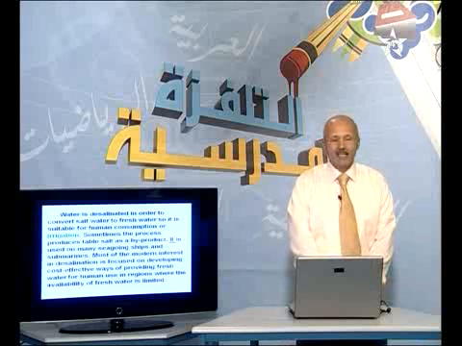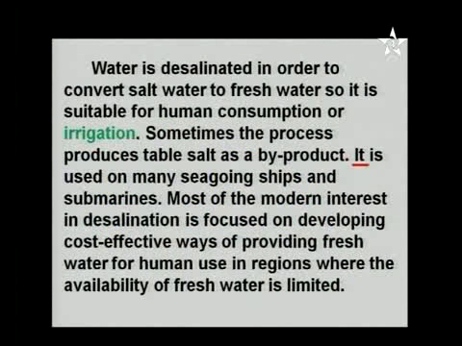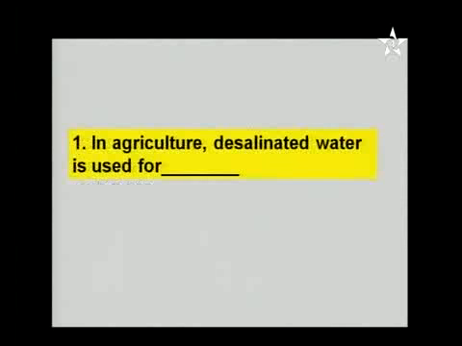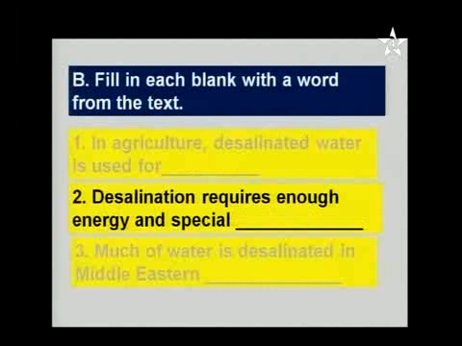Water is desalinated in order to convert salt water to fresh water so it is suitable for human consumption or irrigation. So, in agriculture, desalinated water is used for agriculture. Good. Second item: desalination requires enough energy, say petrol, gas, electricity, and something special. We've got to find a word from the text to fill that gap.